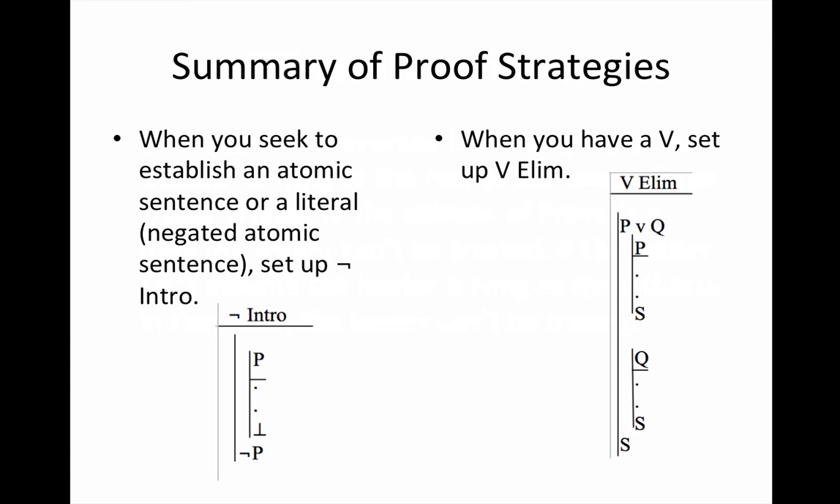Now, there are going to be some variations, and there is some flexibility in terms of which strategy you choose when more than one is available. But for right now, just think about the Karate Kid doing the Miyagi moves, right? Wax on, wax off. When you see a disjunction in your premises, set up disjunction elimination. When you see a negation or an atomic sentence in your conclusion, set up negation intro.